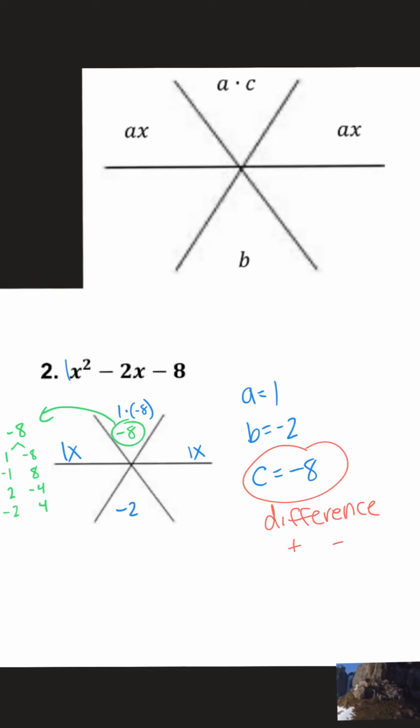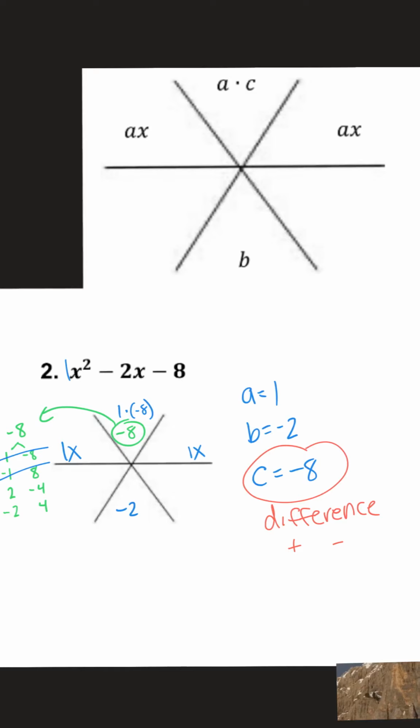So I'm talking about numbers that are going to subtract to be 2. 1 and 8, not going to subtract to be 2. So that doesn't work, and the second one doesn't work either. So we're either working with 2 minus 4 or -2 plus 4. Which one of those is going to give me a -2?